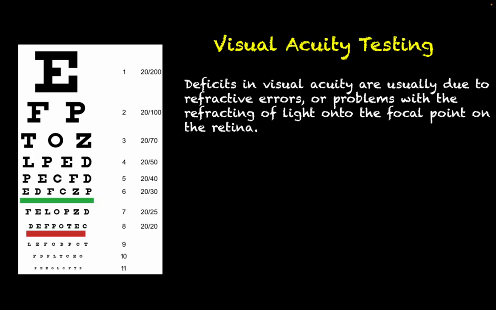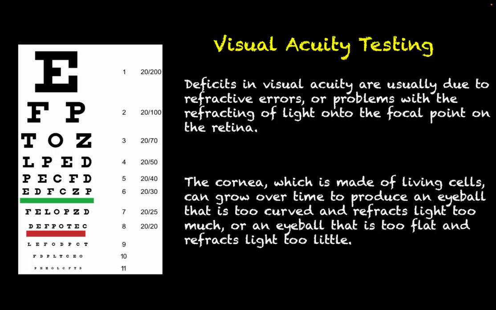So deficits in visual acuity are usually going to be due to refractive errors. It would be easy to think that, okay, well, if I'm not seeing something properly, it's because of my photoreceptors or because of my retina. Well, that's not actually the case. So it's usually going to be because you are not doing a good enough job refracting light. So that indicates that the problem is not with your retina, but it's more than likely with your cornea.